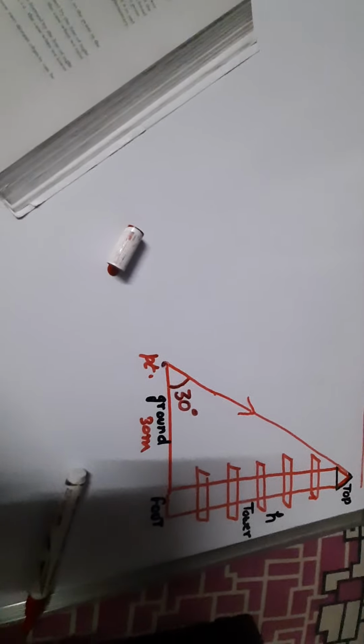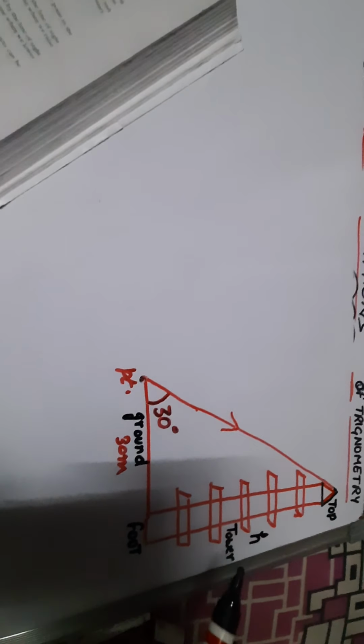Then they are telling us to find the height of the tower. So let the height of the tower be h. Let us assume its height is h. Now we will find it out. As I told you, first let us mark that since it is a tower, it will be standing at 90 degrees. So what will be the side opposite to it?